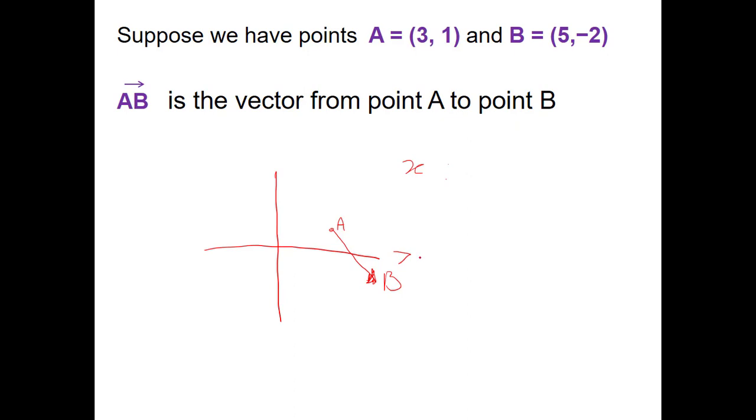Okay, so this is the x-axis, this is the y-axis. So how can we move from A to B in the x direction? We have to go from 3 to 5, so that means we have to move 2 to the right. If we look at the y direction, we have to go from 1 to -2, so that means we have to go 3 down. So the total vector would be (2, -3).